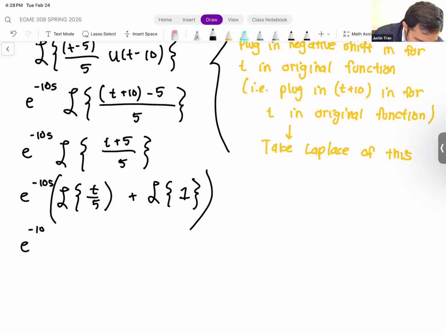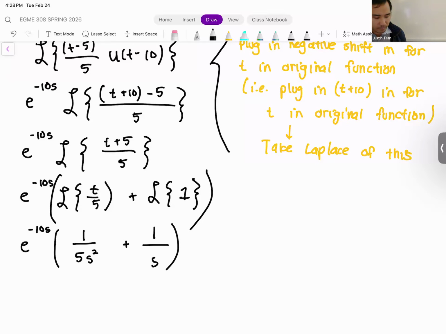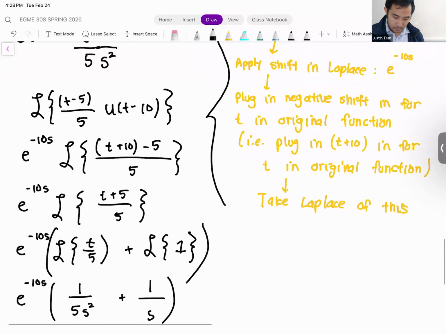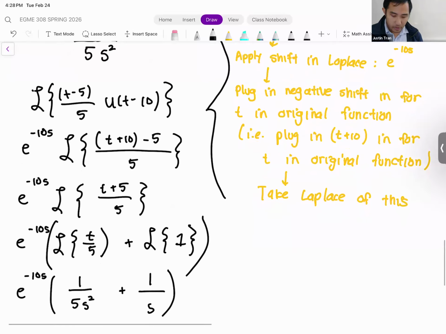We get e to the minus 10s. The Laplace transform of t over 5 is 1 over 5s squared, plus the Laplace transform of 1, which is just 1 over s. Okay, good. It all fits on one. I didn't plan it this way, but thankfully it worked out.